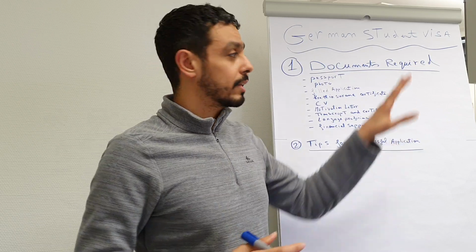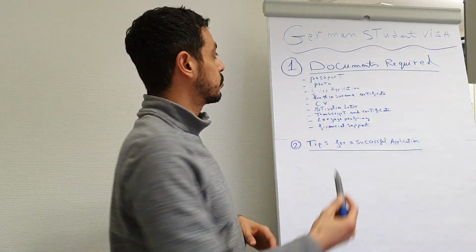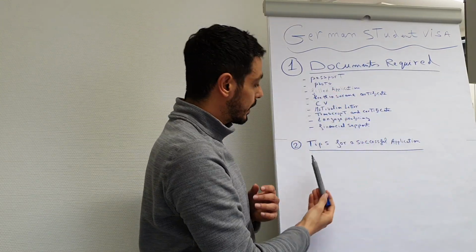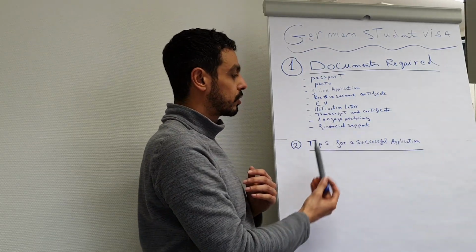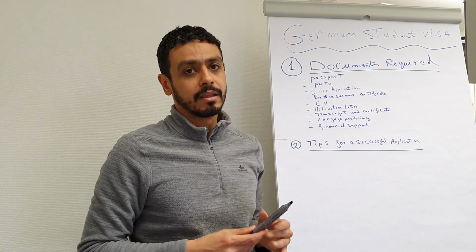So first, as you can see here, I explained it. Two points are very important. The first one is documents required. I'll explain each one in detail and what you should include. And secondly, I have tips here for a successful application. I will tell you some very important tips from me on how to succeed and successfully get this visa.